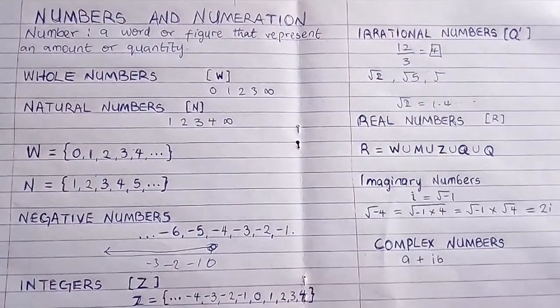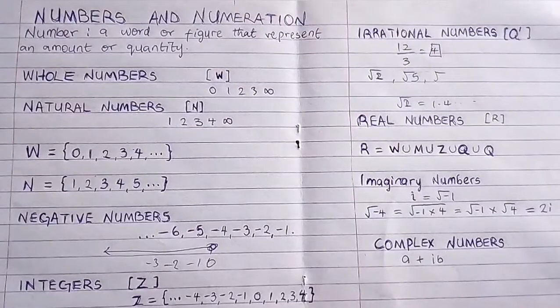The complex number, as the name implies, is formed from a plus ib, where a and b are real numbers, while i is the imaginary number. So from this we can see that complex numbers are a combination of real numbers and imaginary numbers. So from here we try to establish the relationship that exists between sets of numbers.